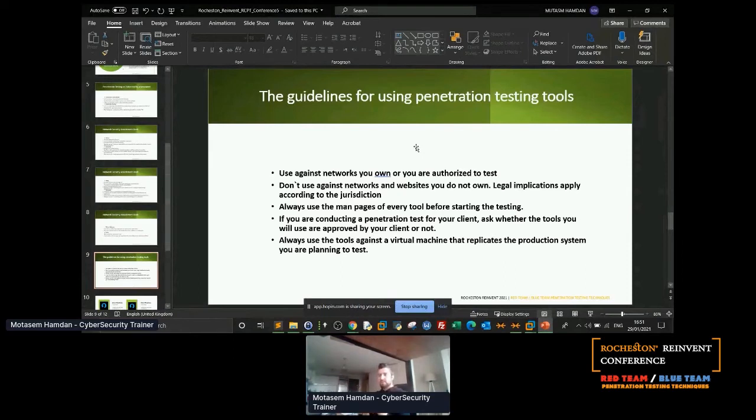Now, the third guideline about using the pen testing tools is using the man page. What I mean by the man page is the help tool. Every pen test tool has a help menu. In this help menu, you can see the function of every switch, the function of every feature of this tool.